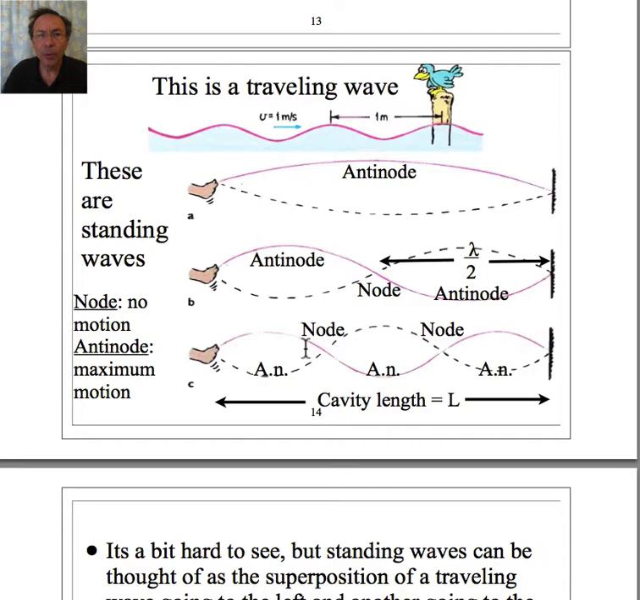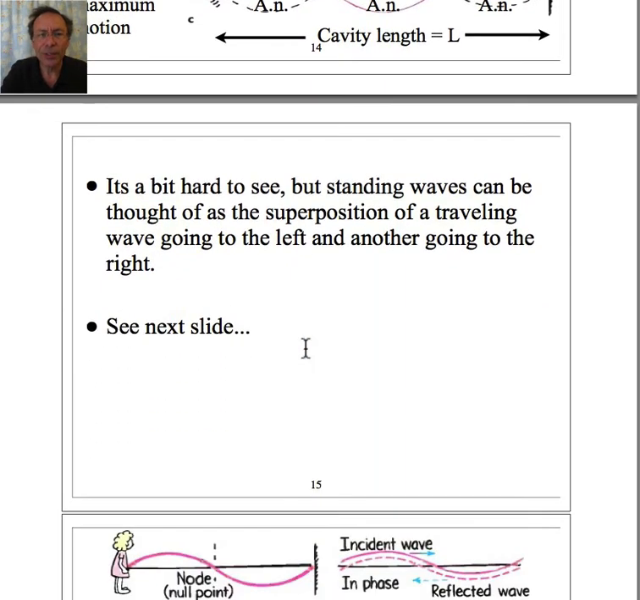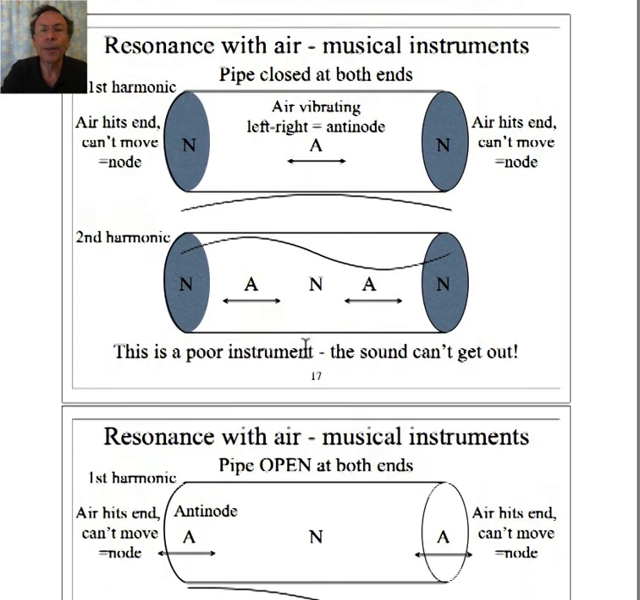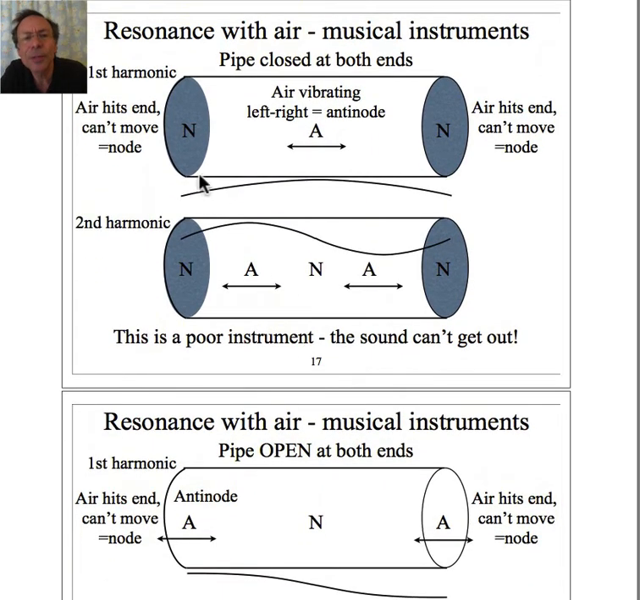But when it comes to musical instruments or resonance in air cavities, the thing that determines where you have the nodes is the end of the pipe that the resonance is happening in. So here I've got a pipe which is closed at both ends. And so you are going to have an antinode in the center because, well, it's possible for the air to move back and forth, to slosh back and forth.